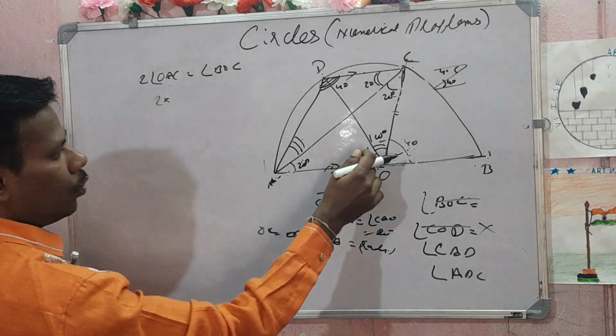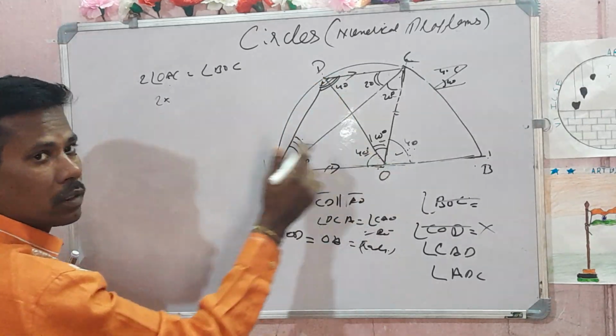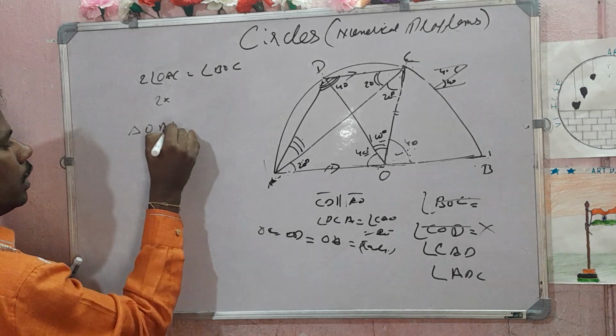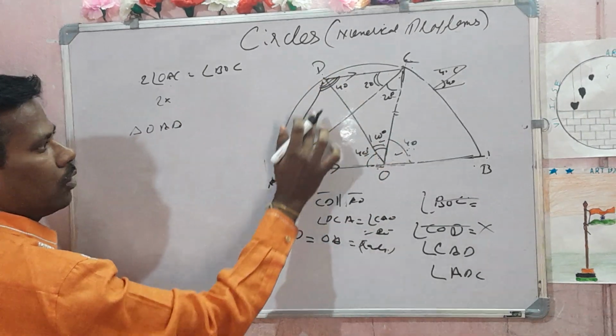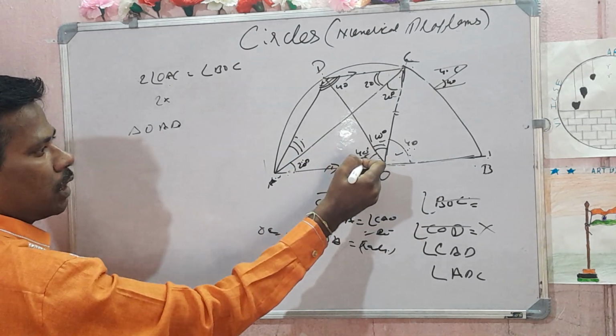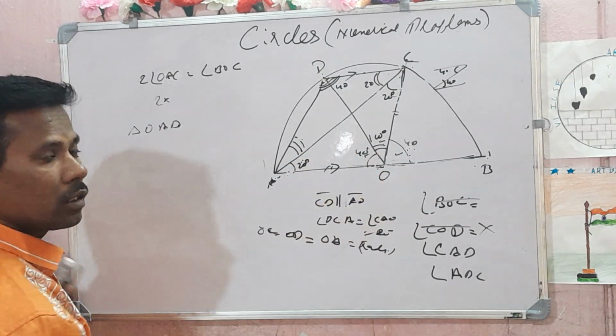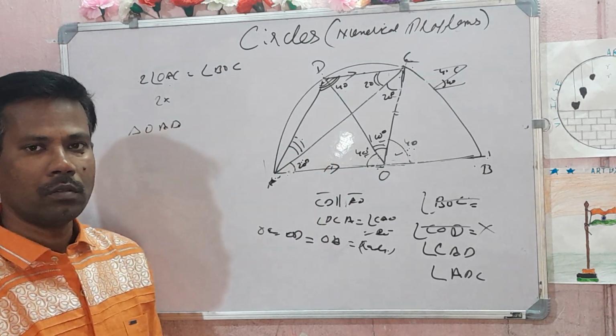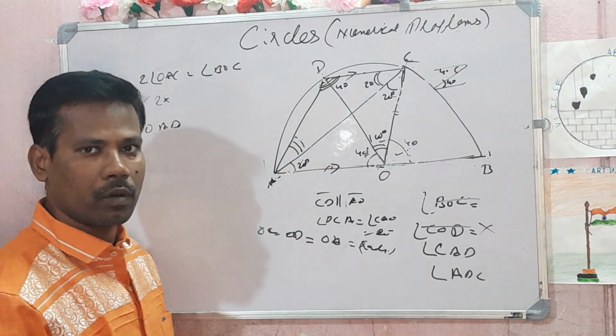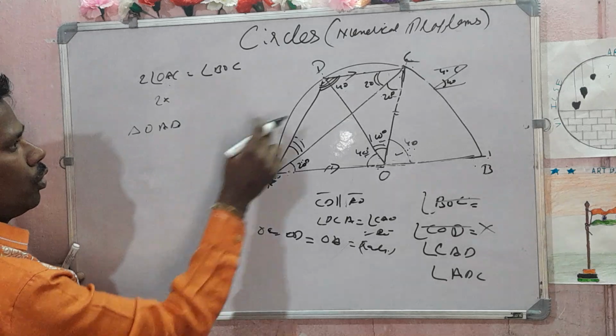Consider triangle OAD. Triangle OAD, right? This triangle you consider. In this triangle already it is 40, right? So the other two angles should be 140, no? Or you are saying sum of the angles of a triangle is 180. Angle OAD.